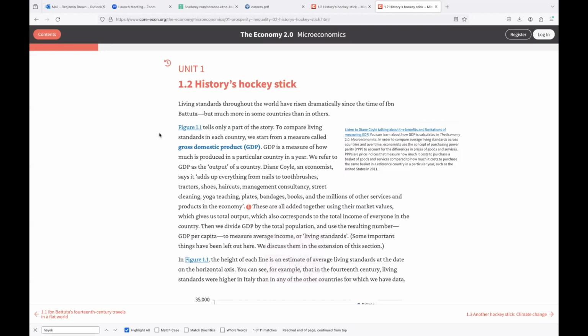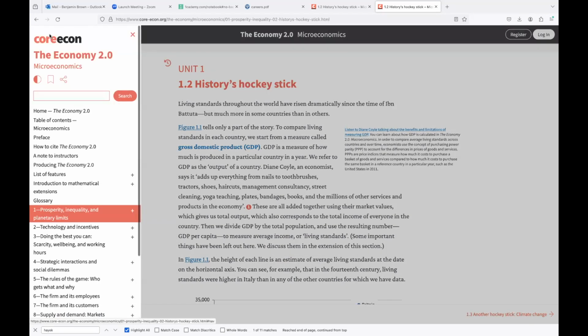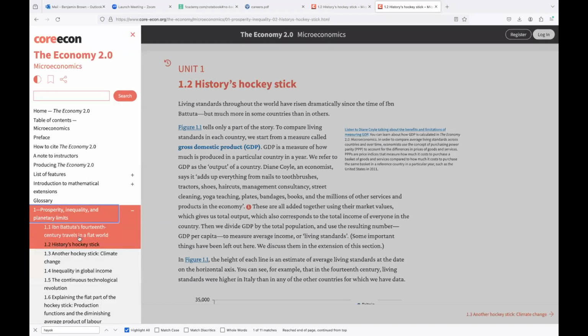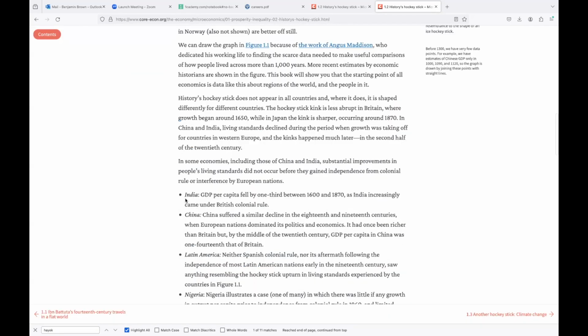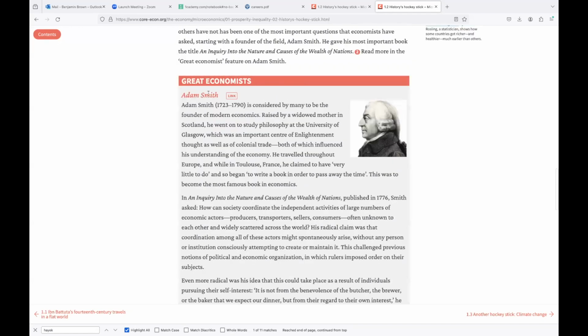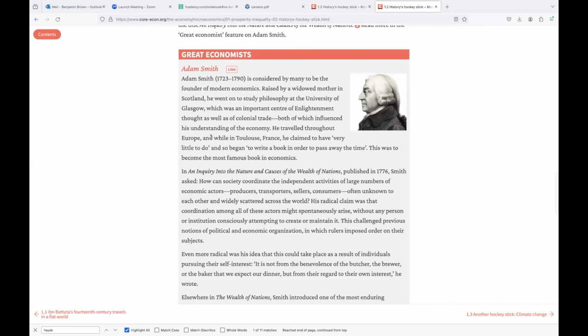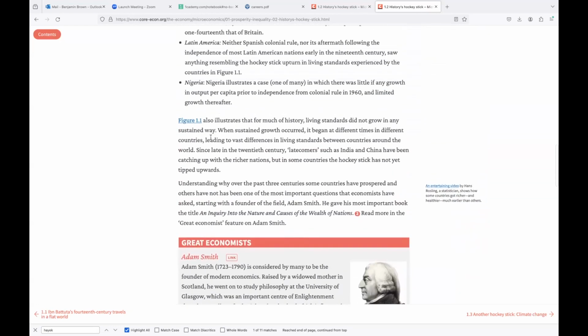All right, so for this example, we're going to be looking at an economics textbook at some of these inferred relationships that you can make. So here we're in chapter 1, section 2, called History's Hockey Stick. And in this part, we get to the section, right, where it's Great Economists. And this section will pop up several times. And we get a sort of biographical information about Adam Smith, which obviously relates to the text.